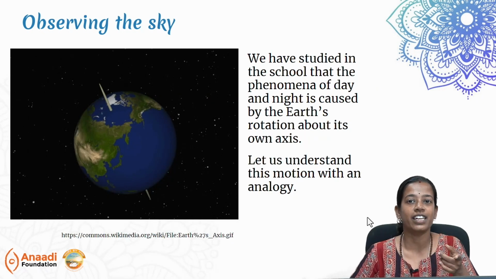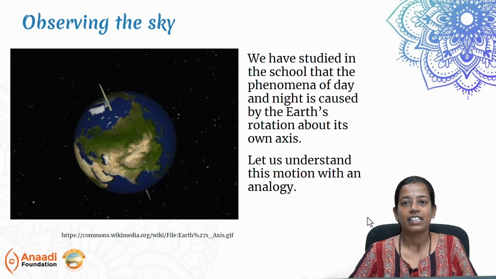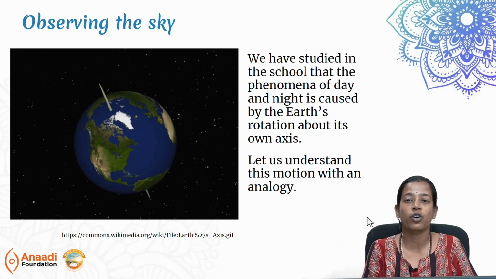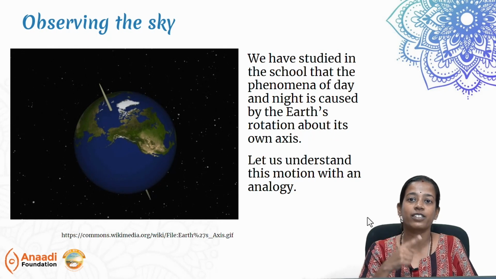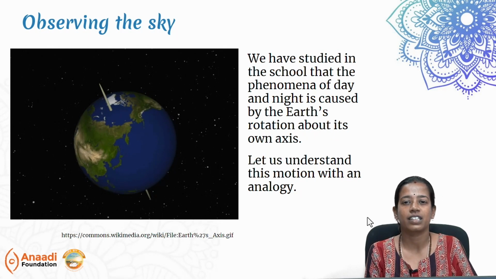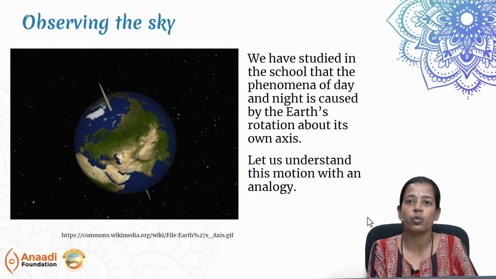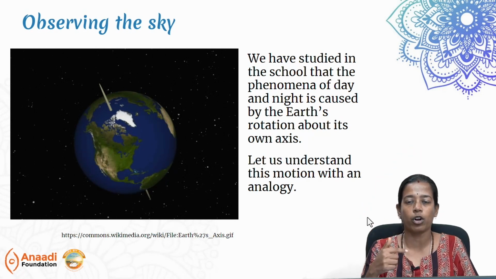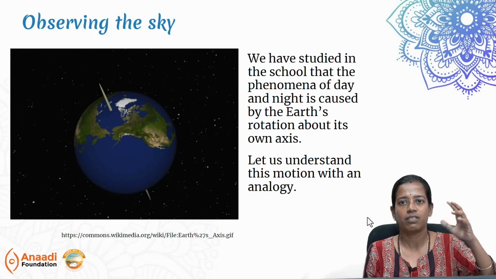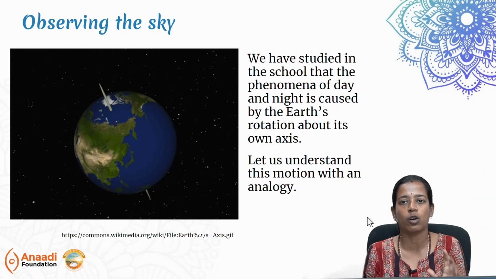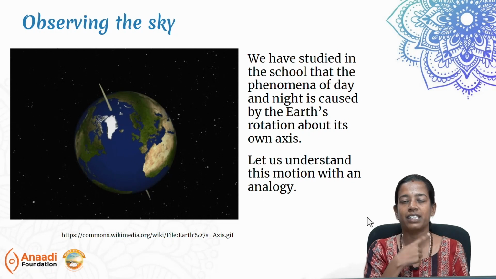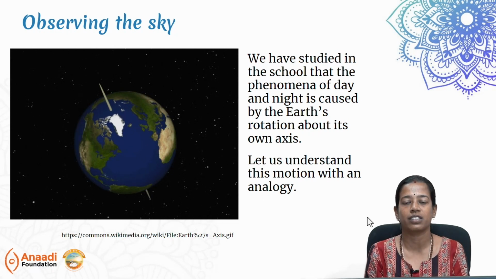We have also studied in our schools that the cause for the phenomenon of day and night is because the earth rotates on its own axis. If you see the animation over here, there is an imaginary line that is drawn between the top and the bottom of the earth, which is usually called the north and the south pole. So, the earth rotates on this particular imaginary axis and that is what causes the phenomenon of day and night.